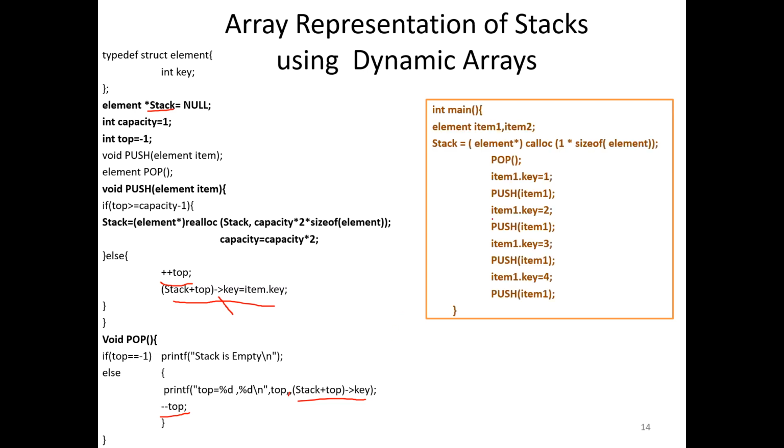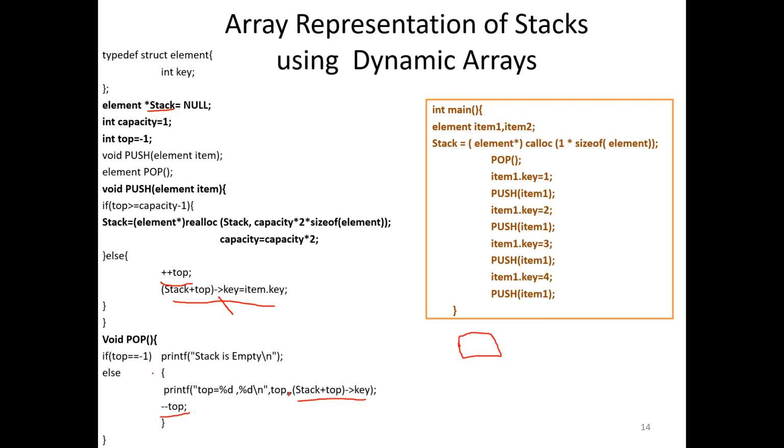Okay, how to call that? First you have to allocate a memory location. As I told, initially capacity is 1, so 1 into the size of that element. If each element takes 4 bytes, 4 bytes are reserved. This is the initial capacity of the stack, 4 bytes.